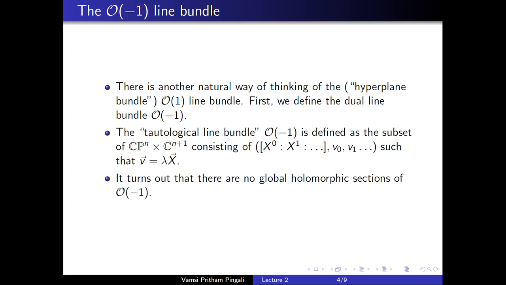It turns out that there are no global holomorphic sections which are not zero. There's an obvious holomorphic section of every vector bundle, 0, but other than that, there are no other sections of this. Why? Well, I don't want to get into that. Okay. Now you'll really see why I'm putting these integers.